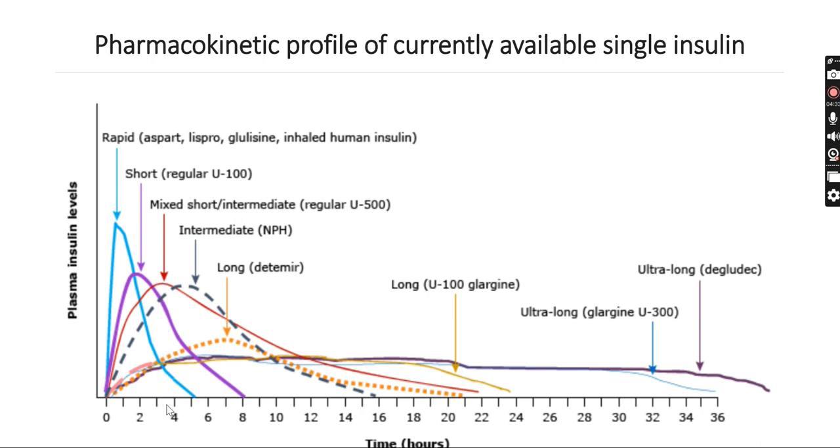So usually the peak starts around 2 to 3 hours and lasts for 12 to 20 hours. So usually we use this with a BD dosing regime, usually given with breakfast and evening meal. Usually, this type of BD dosing regime we use in type 2 diabetes patients.